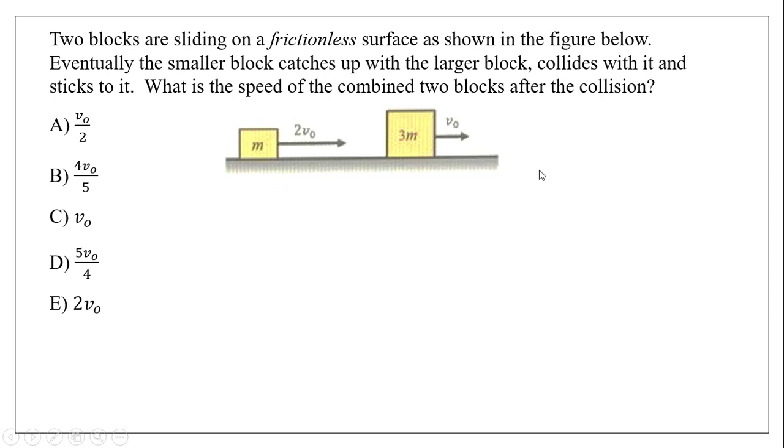Okay, so in this system, you have both blocks initially moving rightward. They are going to collide and then stick. So this block here, because it is moving at a faster rate, will eventually catch up with the block on the right, and they will stick. Alright, let's go and crack it up.